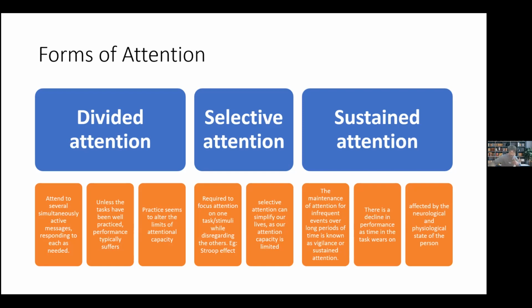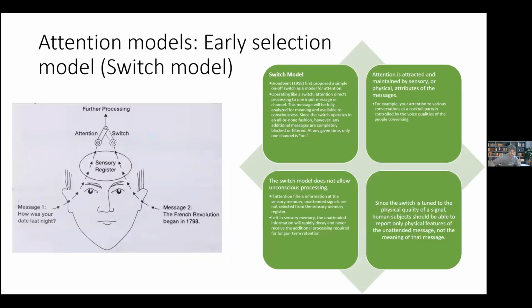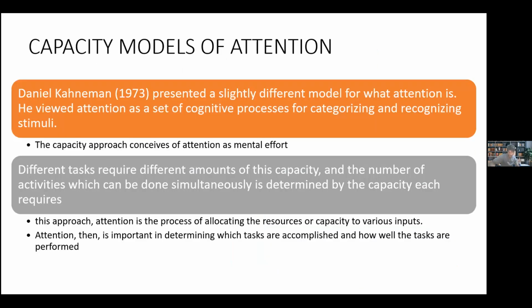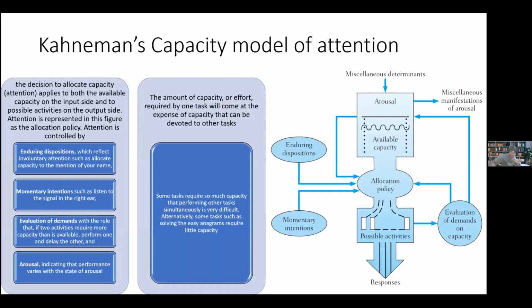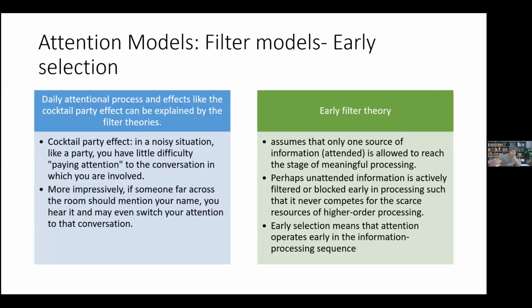So we'll be moving on to the models of attention. We have something called the filter theories, or early selection theories, and something called the capacity models. We'll be going to the filter theory first. Filter theory is about selective attention, and basically explains how selective attention works. It says that when you focus on something, you only focus on one thing while ignoring the other, because you filter other things out.